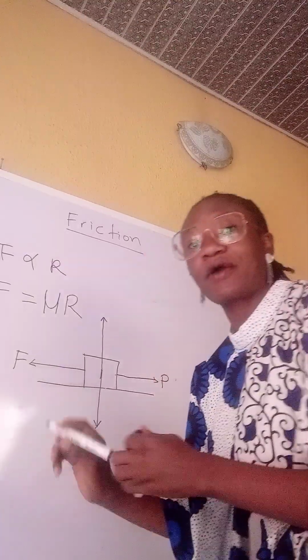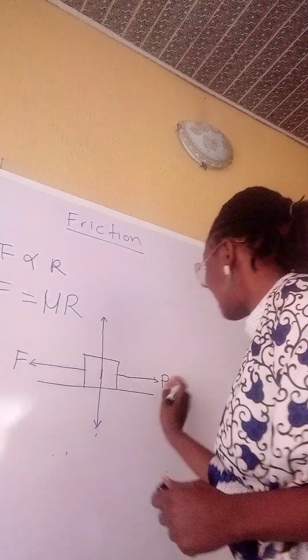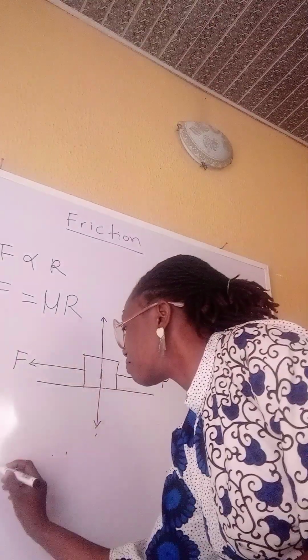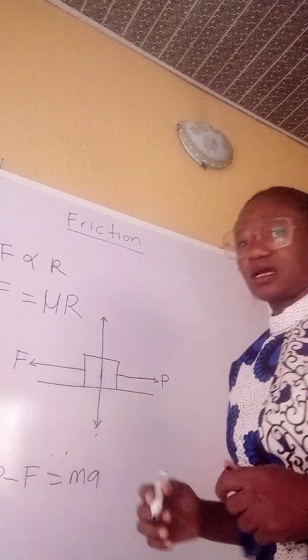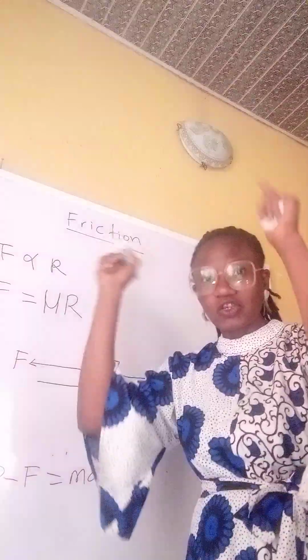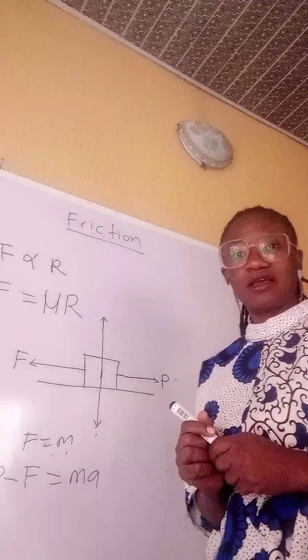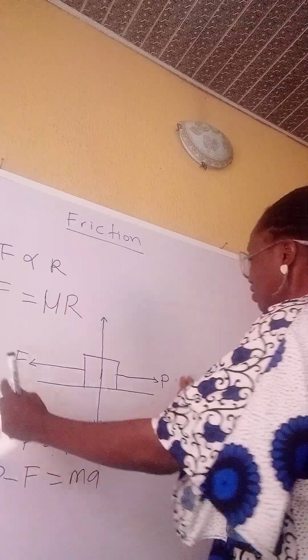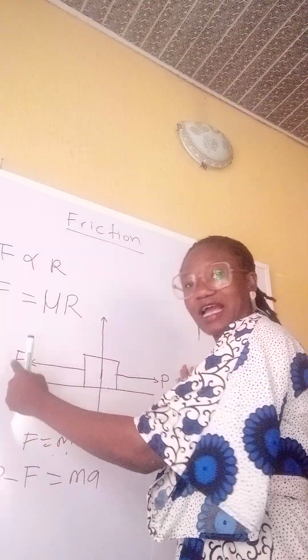Remember, we are still talking about case 1. This is case 1, okay? So it means that this must be greater than this. So we have P minus F is equal to MA. I hope you are not wondering where MA comes from. Yeah, from the first law, F is equal to MA. But when it comes to this, we have to do the addition.